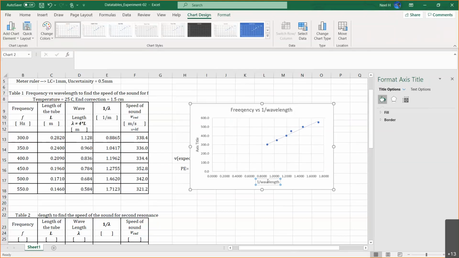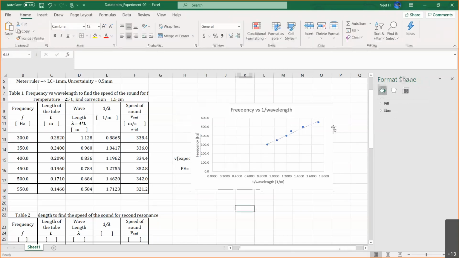Usually we don't write just a letter here. We don't write 1 over lambda. Generally for the graph topic also, you don't just write f versus 1 over lambda. Instead, you have to type that whole term, okay? And the unit is going to be 1 over wavelength, meaning 1 over meters. And this one is going to be frequency. We don't just type f, right? You have to type the whole word, frequency. And the unit should be hertz, Hz.